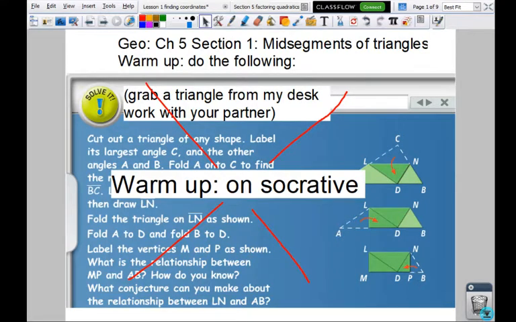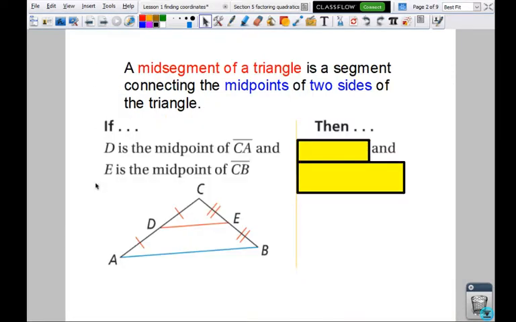Lesson, but it's kind of a shorter one. So, we are going to start off by looking at mid-segments of triangles. A mid-segment of a triangle is a segment connecting the midpoints of two sides. So, a mid-segment connects two midpoints.